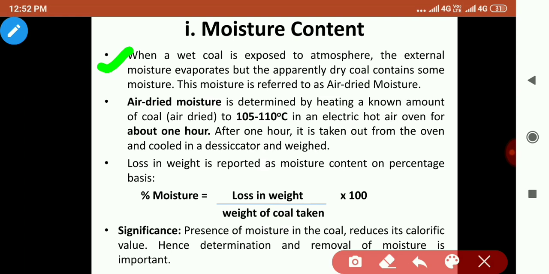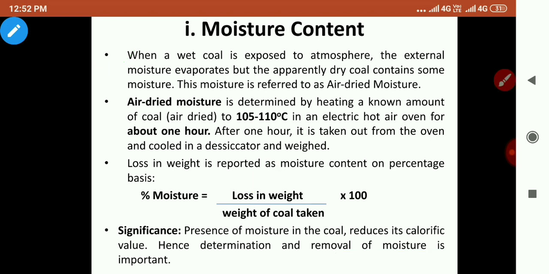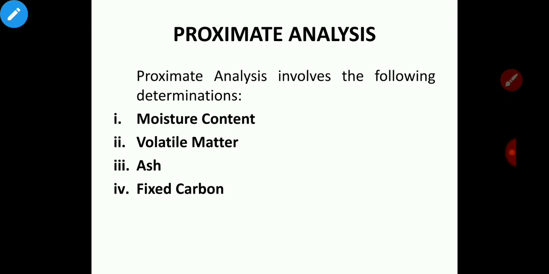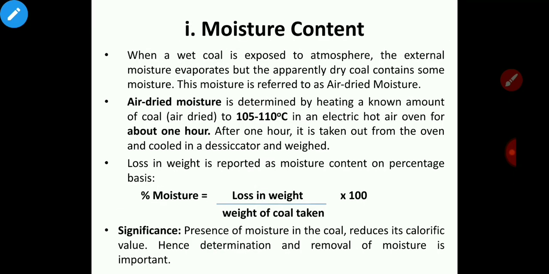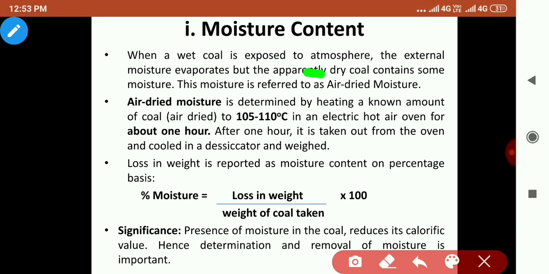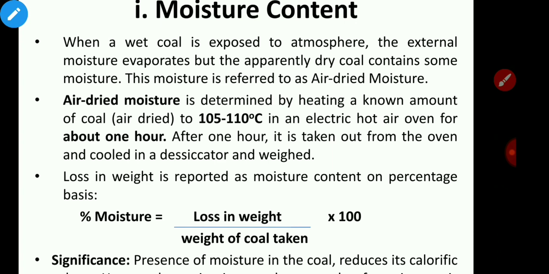But actually it is not so. In general इसमें कुछ ना कुछ moisture रह जाता है. Like here you can see the apparently dry moisture is always present over there, right? So apparently dry coal contains some moisture. इसमें कुछ ना कुछ moisture रह जाता है जिसको हम लोग बोलते हैं air dried moisture, right? So इस air dried moisture को determine कैसे करते हैं?